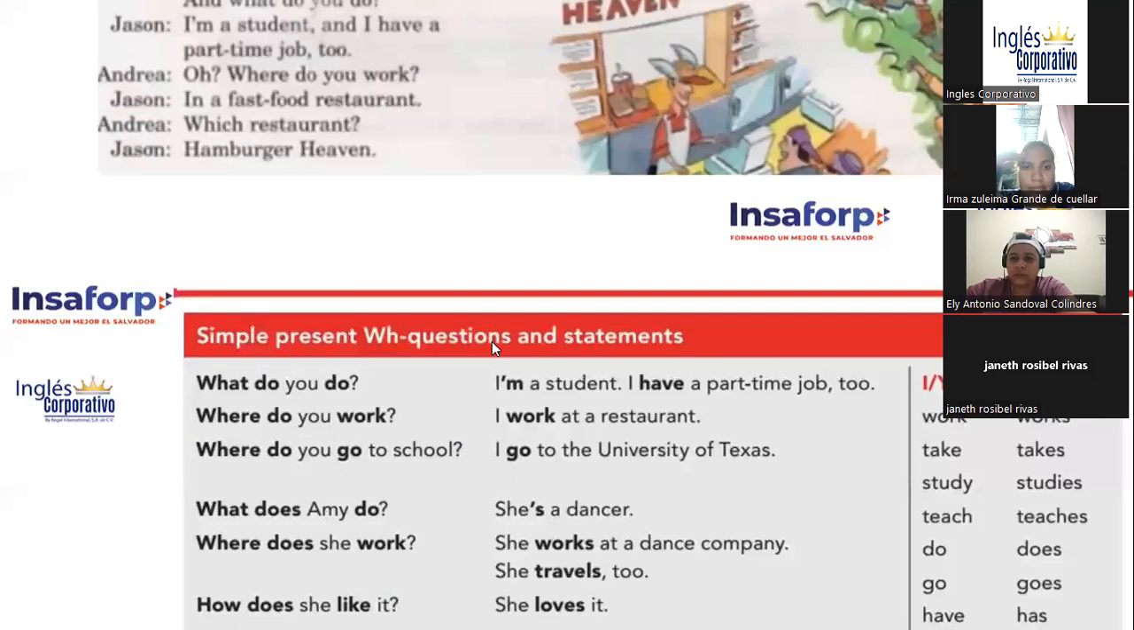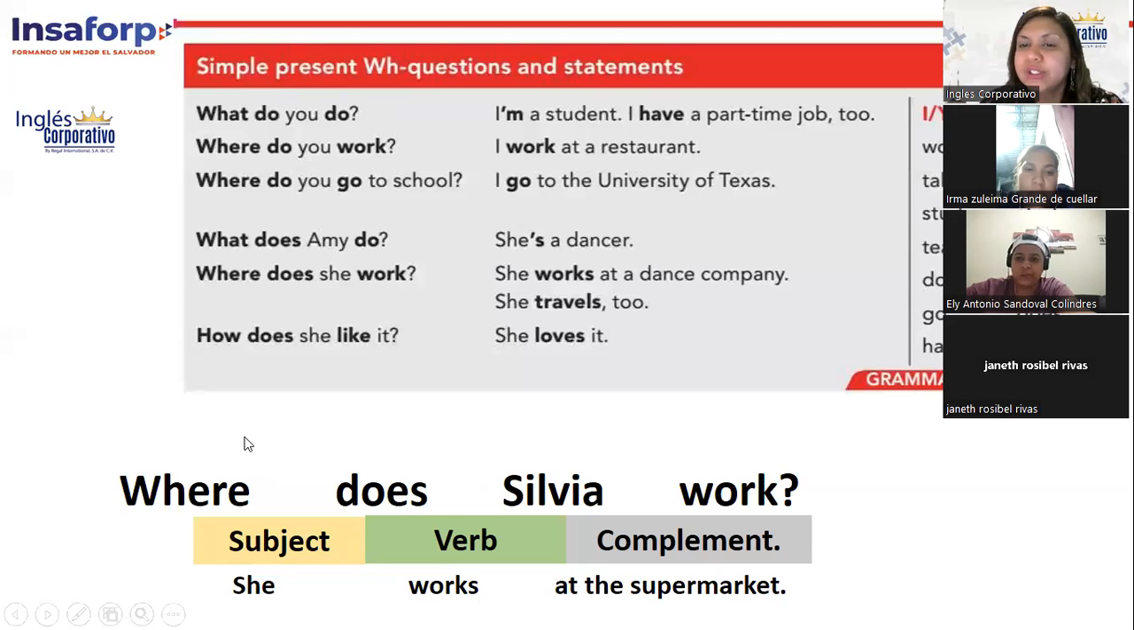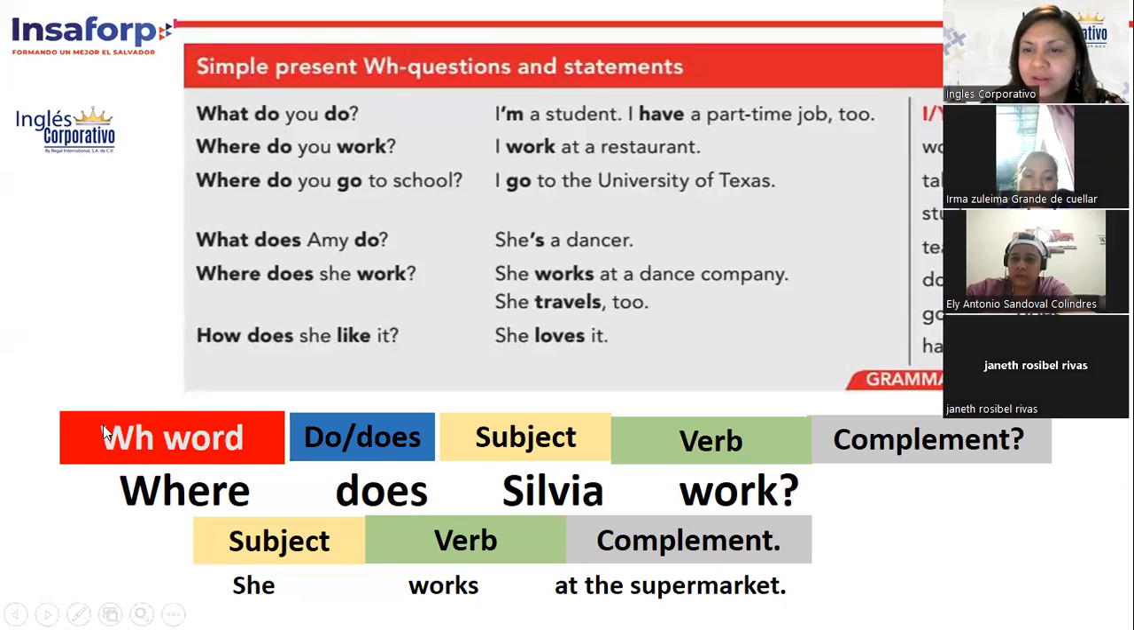And let's see the structure. Simple present, WH questions and statements. Well, you already know the WH question words. When we make questions with other verbs, not the verb be, other verbs like work, take, study, have, go, drink, eat, etc., we use the auxiliary do or does. We use a subject, verb, and complement.